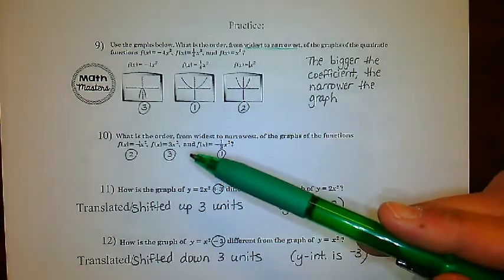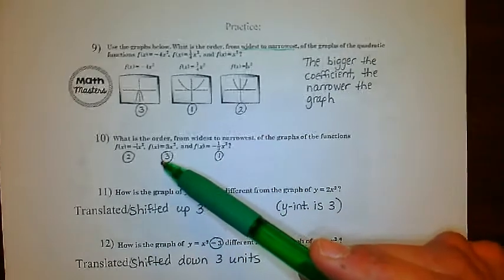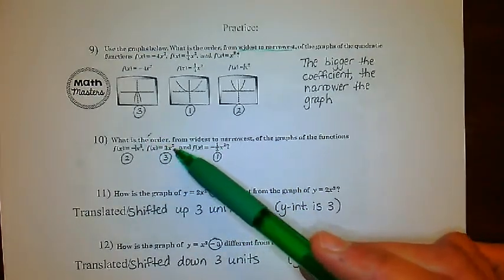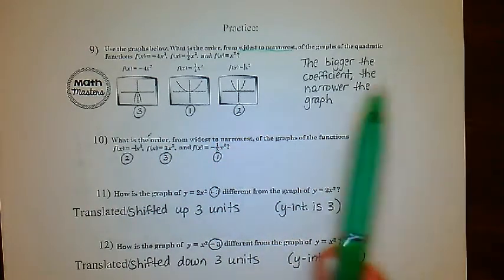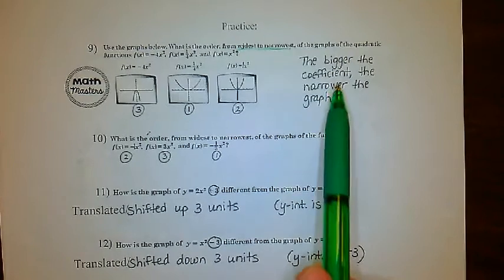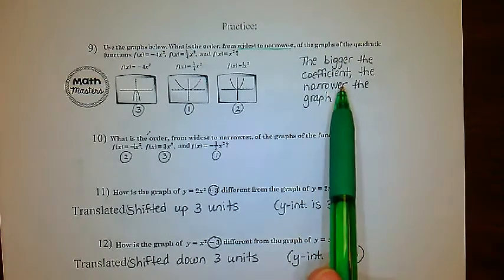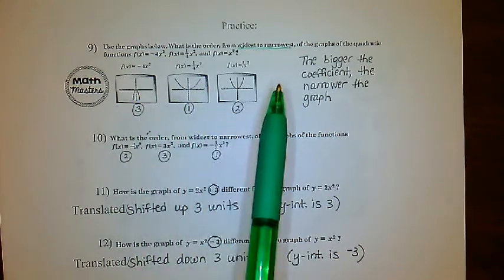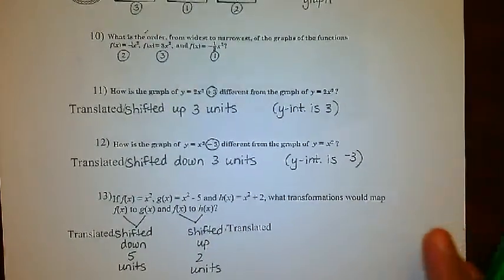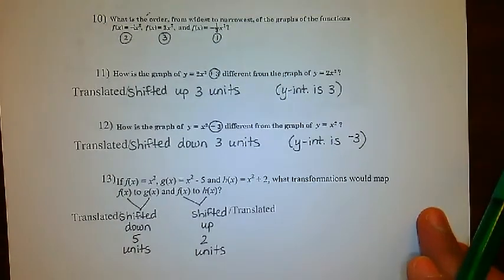Now the same thing for number 10. What I saw most of you doing in class was putting all of these in your calculator to compare them. Perfect, that's a great strategy, and this obviously is a shortcut. Just notice, the bigger the coefficient, and remember it's the absolute value, the better. The negative does not matter, the negative just flips it, reflects it. Alright, 11 through 13 were all translations.